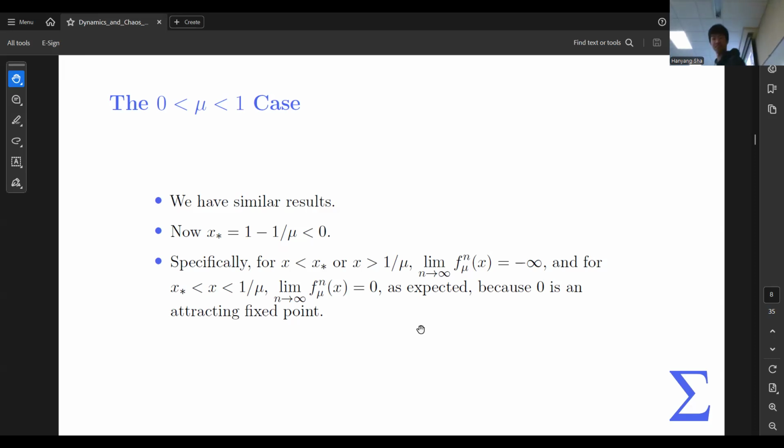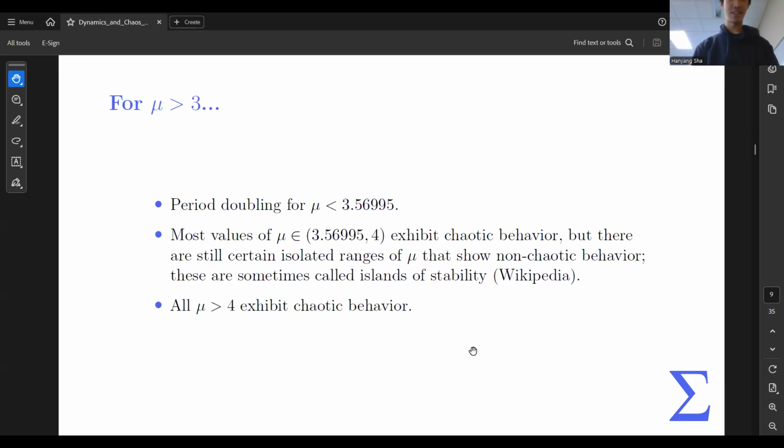So does that make sense? The key takeaway here is about attracting fixed points. Here, 0 is an attracting fixed point. So everything between here and here ultimately gets mapped to 0. So it's some neighborhood where all the orbits converge to the attracting fixed point. Let's just keep it like this for now.